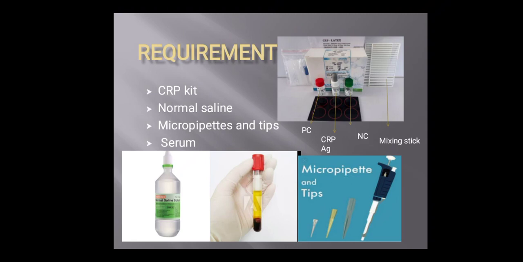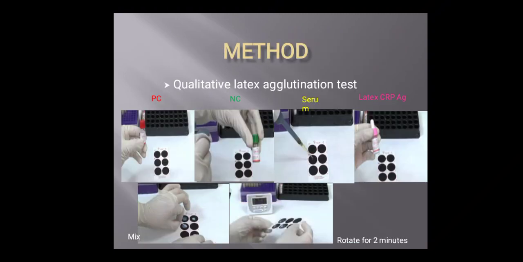To perform this test, we will be requiring some materials such as the CRP kit. Here I have mentioned whatever is available in the CRP kit: DPC positive control, CRP antigen, NC negative control, and the mixing stick. Also, we are going to need normal saline, micropipettes, tips, and the serum. There are two methods: the qualitative method and the semi-quantitative method. But today I will demonstrate only the qualitative latex agglutination method, or the card test.